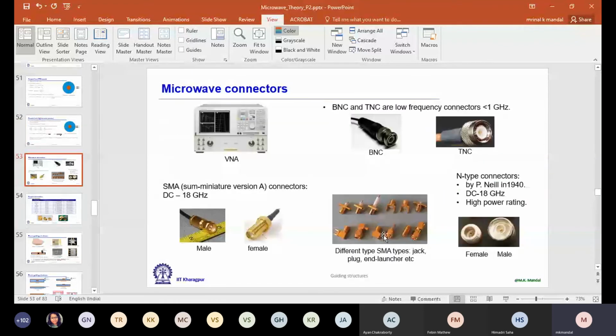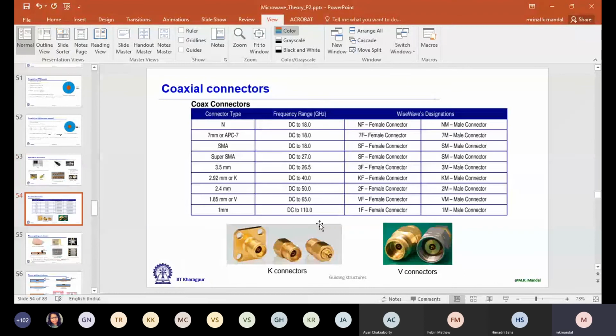Well, then this lower part, whatever I drew, all of it works over a maximum frequency of 18 gigahertz. So here I am showing it in a chart. N-type, DC to 18. Then we have APC7. APC7 is actually a sexless connector. We don't have any male or female. SMA, then super SMA, 3.5 millimeter connector, and so on.